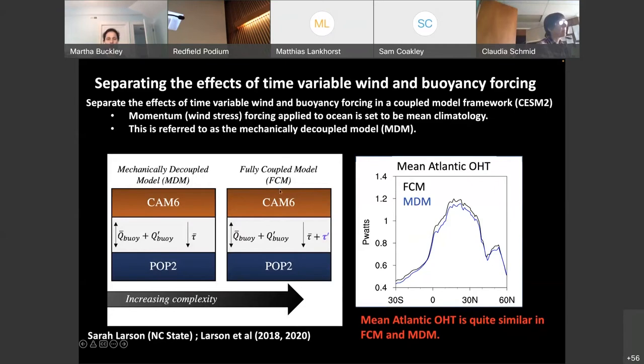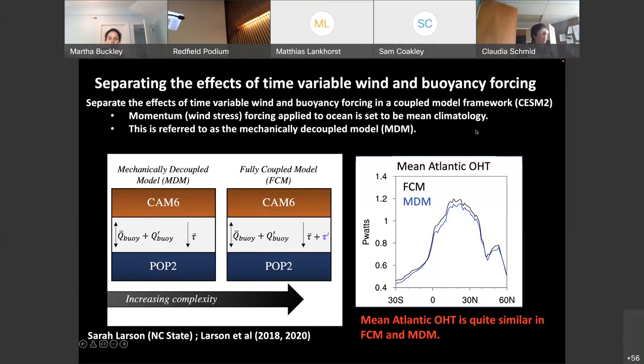Okay. So first, let's look at the fully coupled model. In the fully coupled model, the atmosphere, CAM6 in this case, interacts with the ocean both through thermodynamics, buoyancy forcing, shown here, and wind stress. And here we just have separated the time mean with overbars and the time variable with primes. And the reason for that will be clear when we look at the mechanically decoupled model. In the mechanically decoupled model, we have not changed the thermodynamic interactions with the atmosphere at all, but the ocean only feels the time mean wind stress from the atmosphere in this model. So wind stress variations do not impact the ocean in this model.